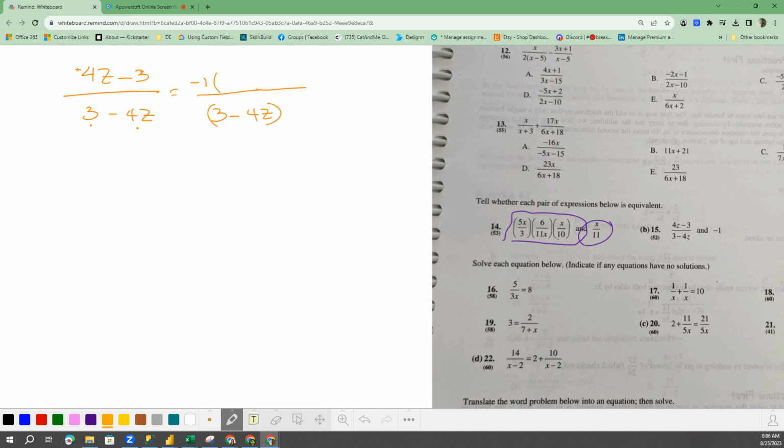All right, so now, this is positive, all right? So positive 4z divided by negative 1 will become negative 4z. And then negative 3 divided by negative 1 is positive 3. So now you can decide, is there anything that you can cancel? And if so, is the final answer equivalent to that?